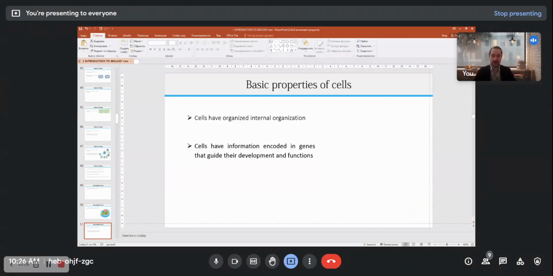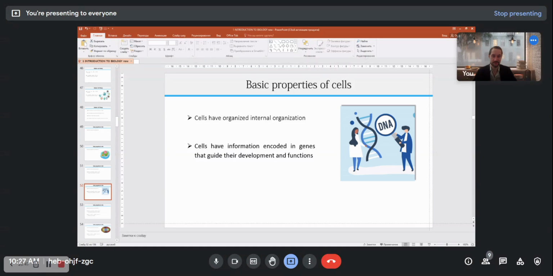Another property of cells that is very important to keep in mind is that cells have information that is encoded in genes, and this information guides development and functional activity of the cell. So when a cell is doing some type of functional activity, this happens not by random chance, but it is organized. It is organized and guided by programs. And these programs come from information that is located inside of the genes of the cell.